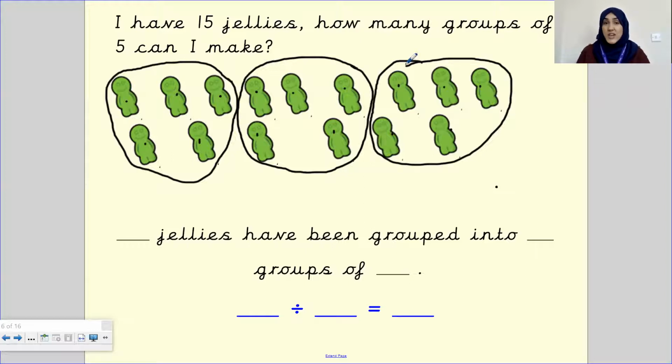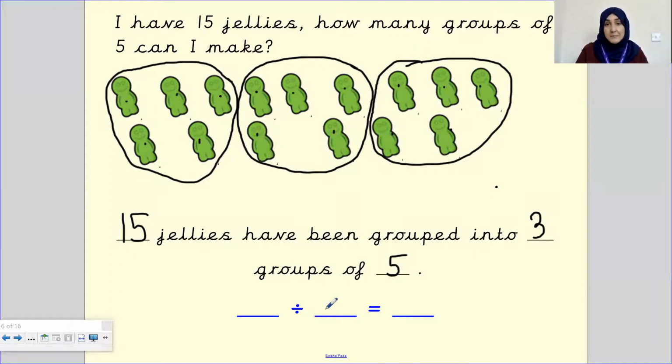Are they equal? Can you check for me? Have I made them all equal? Fantastic, they are equal groups. So let's complete the stem sentence. The stem sentence is: something jellies have been grouped into. So how many jellies did we start off with? What was the total amount? Well done, 15 jellies. 15 jellies have been grouped into, how many groups do I have? Well done, 3 groups. And how many jellies do I have in each group? Show me your fingers. Fantastic, 5 jellies. 15 jellies have been grouped into 3 groups of 5.